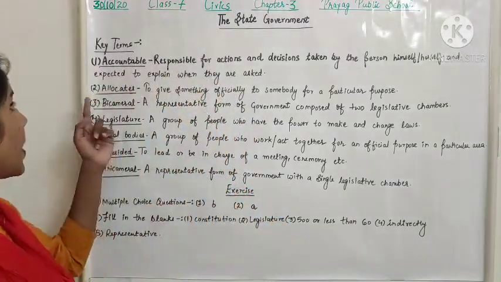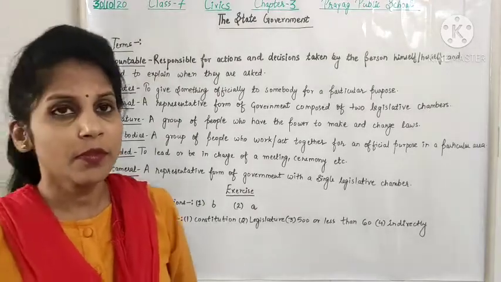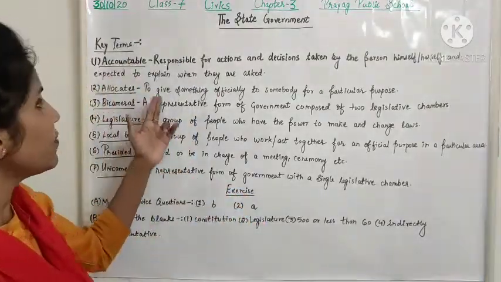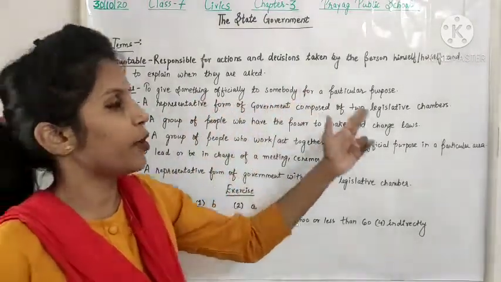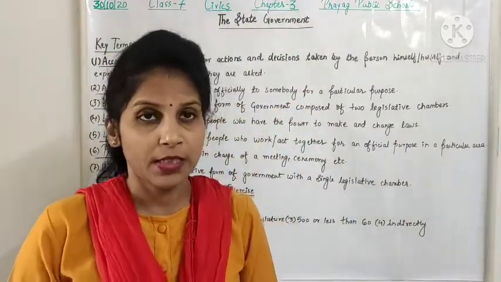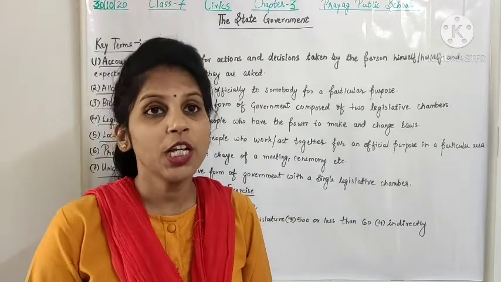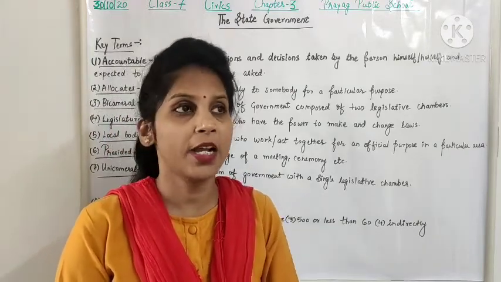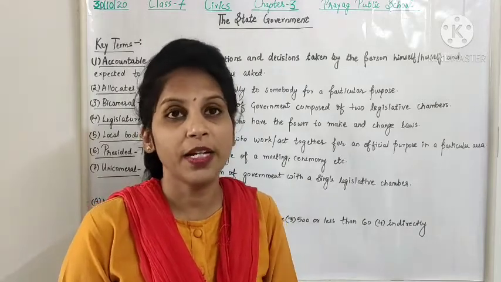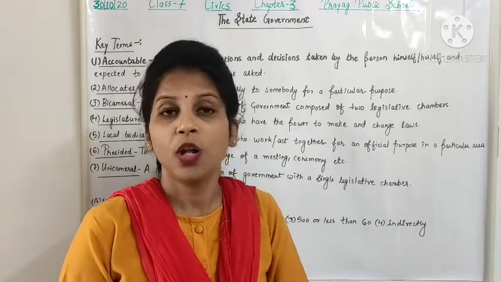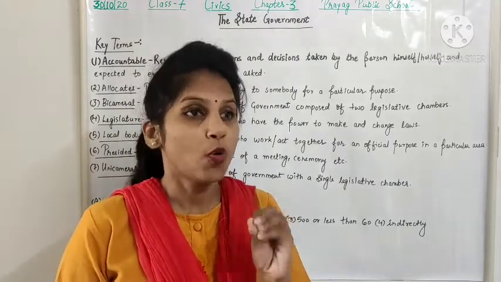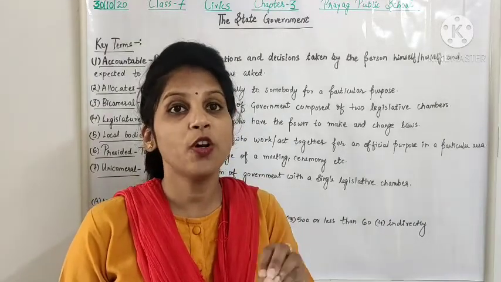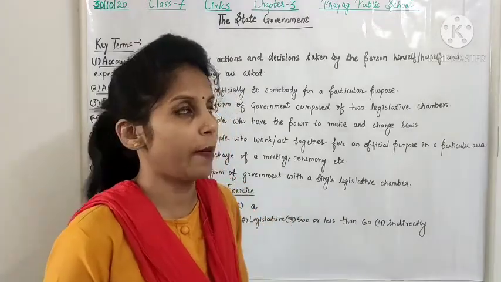Then second is allocates. Allocate means division of work. क्या काम दिया गया है? To give something officially to somebody for a particular purpose. ठीक? तो इसमें हम क्या करते हैं? Officially कोई काम किसी को देते हैं कुछ purpose के साथ. जैसे अगर मैंने sports department allocate किया है किसी person को, तो वो होता है allocation. मतलब कोई भी चीज को हम particularly एक purpose के साथ एक responsible official person को दे रहे हैं.